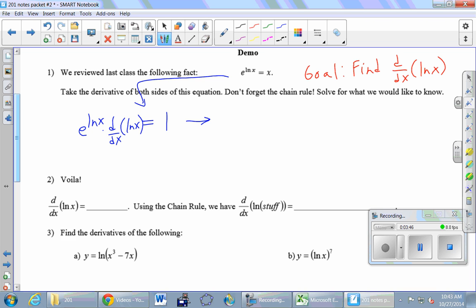Okay, let's clean this up. E to the ln of x simplifies. What is it? It's just plain old x. So this is really x times the derivative of ln, whatever that is. So apparently when I multiply, I get 1.